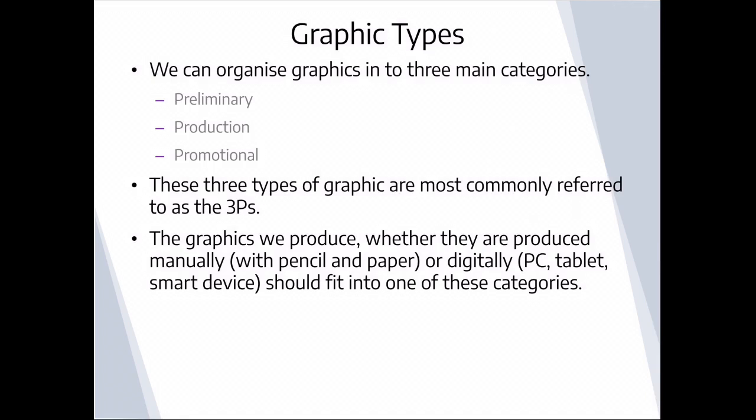So we can organise graphics into three main categories. We have preliminary, production and promotional. And these are the three types of graphics that we commonly refer to as the 3Ps. Depending on whether the graphic is produced manually, so with pencil or pen and paper, or it's been produced digitally on a PC, a tablet, laptop, a smart device like an iPad or an iPhone, the graphics will still fit into one of these categories.